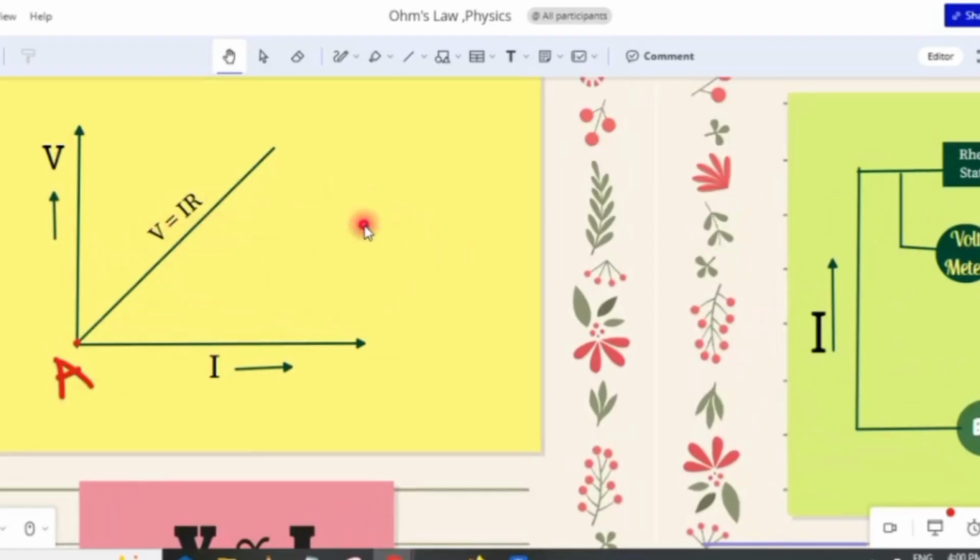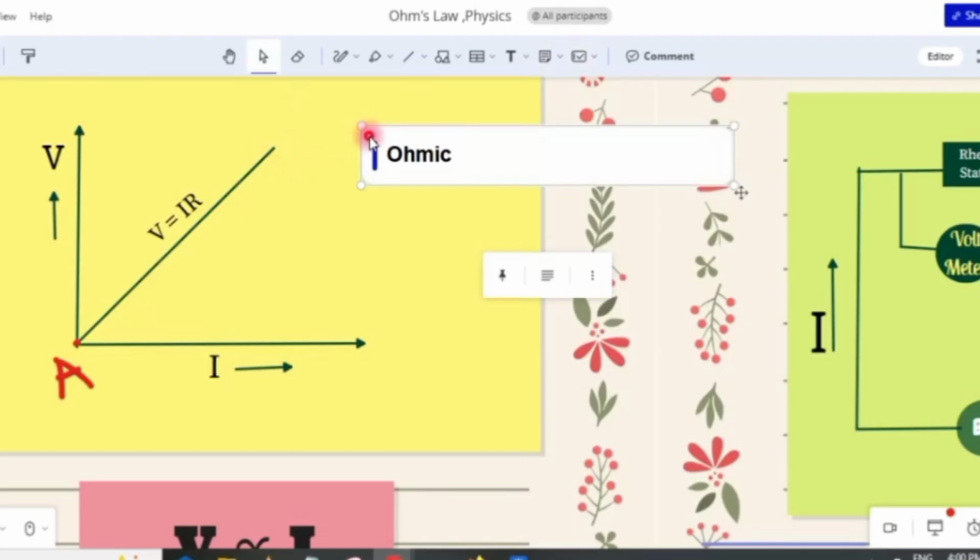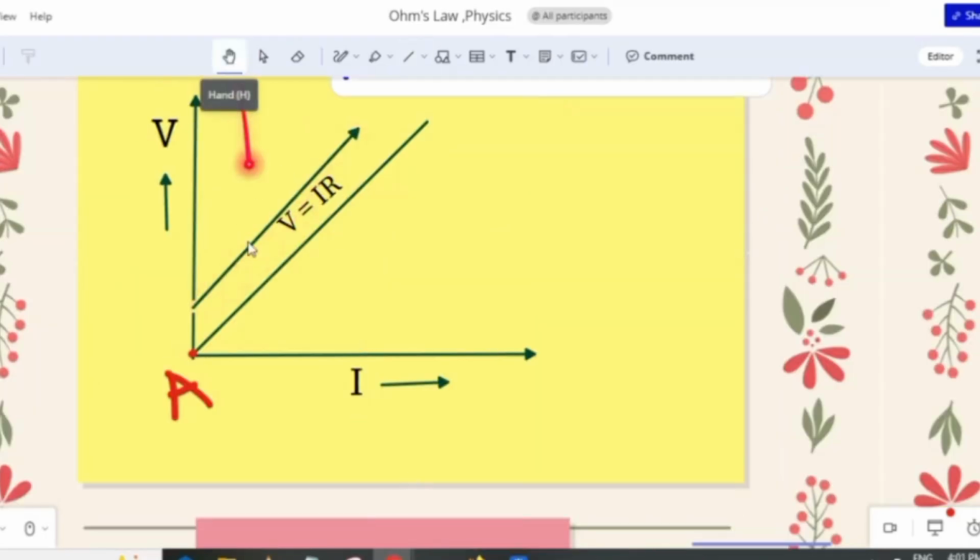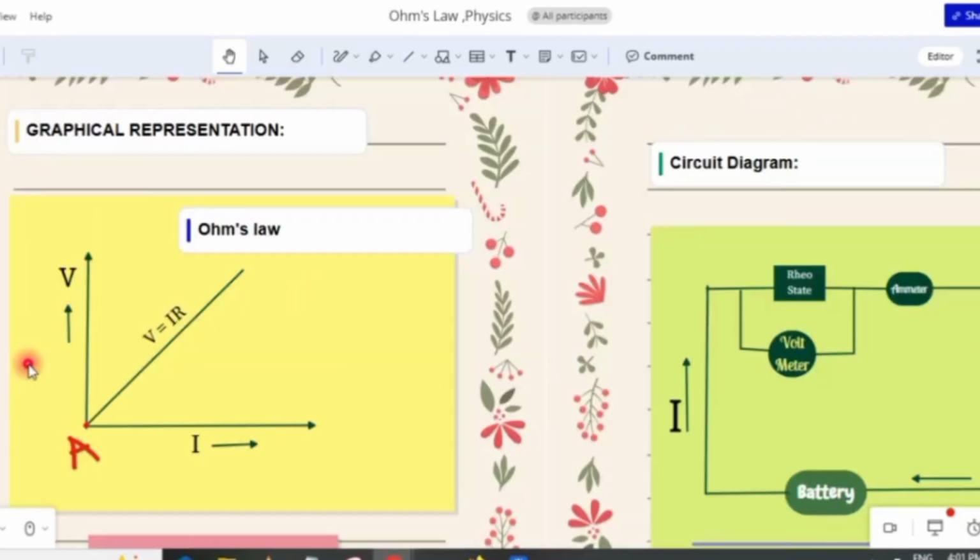This is the graph of an ohmic conductor. They give a straight line graph between voltage and current. This is for ohmic conductors, and this straight line must pass through the origin, point A. If the line doesn't pass through the origin, it means it doesn't follow Ohm's law properly. Ohmic conductors always show a line passing through the origin. If you have a graph with a line that doesn't pass through the origin, just like this, then it doesn't follow Ohm's law. It's not for ohmic conductors. This is a very common exam trap.